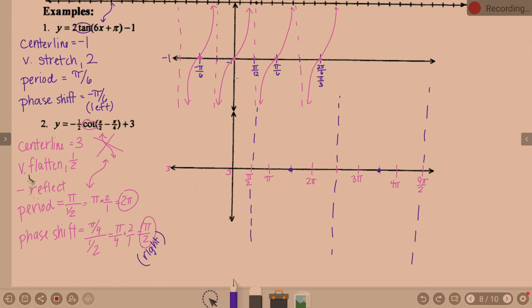And I'm going to flatten. So let me demonstrate a flatten. Notice what I did near the x-axis. It flattens, right? It's more horizontal, less vertical.